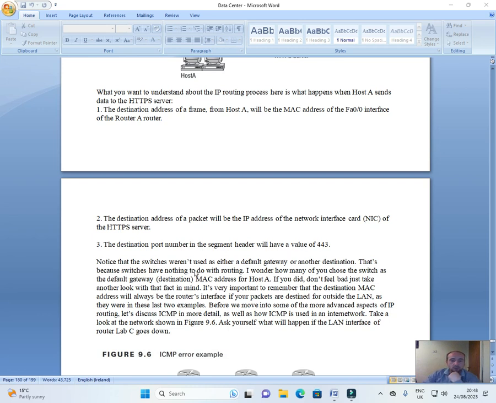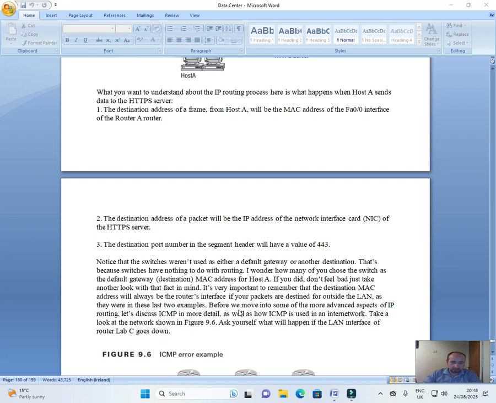Notice that the switches weren't used as either a default gateway or another destination. That's because switches have nothing to do with routing. I wonder how many of you chose the switch as the default gateway destination MAC address for host A. If you did, don't feel bad, just take another look with the fact in mind. It's very important to remember that the destination MAC address will always be the router's interface if your packets are destined for outside the LAN, as they were in these last two examples.